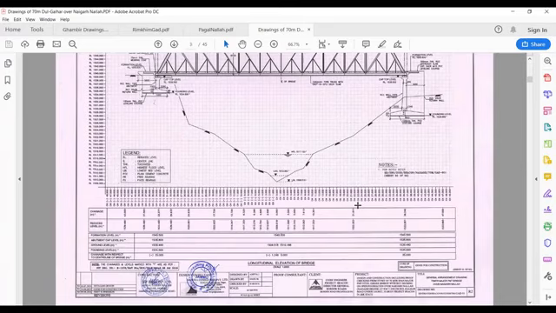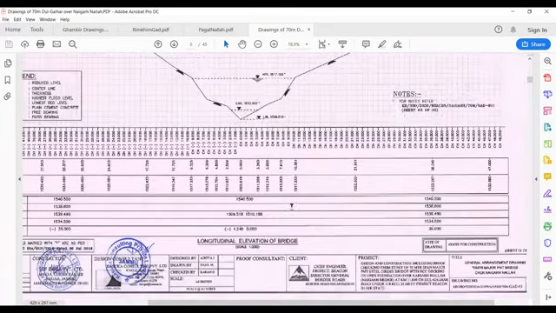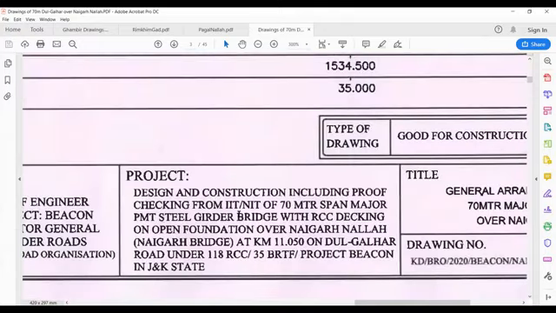it is written something like this. Design and construction, including proof checking from NIT, of 70-meter span, major permanent steel girder bridge with RCC decking on open foundation over this location. 70-meter means the length of the bridge is 70 meters.